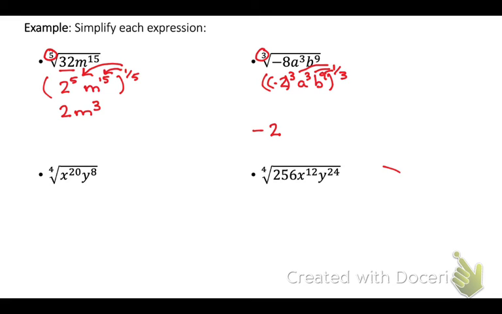Negative 2, and then 1/3 of 3 is 1, so A to the first. Not for B. Why? How many times does 3 go into 9? 3. Wouldn't A be to the third? Nope, because 1/3 of 3 is 1. Why do you have a 3? 3 times 1/3 equals 1. You don't need the 1, but I just wrote it to see it. You don't need it.